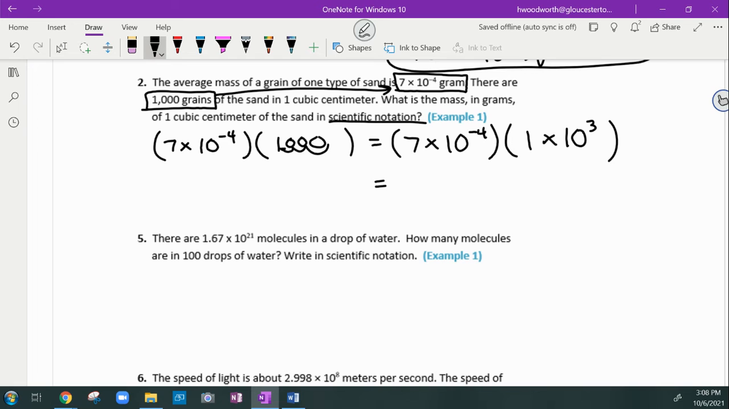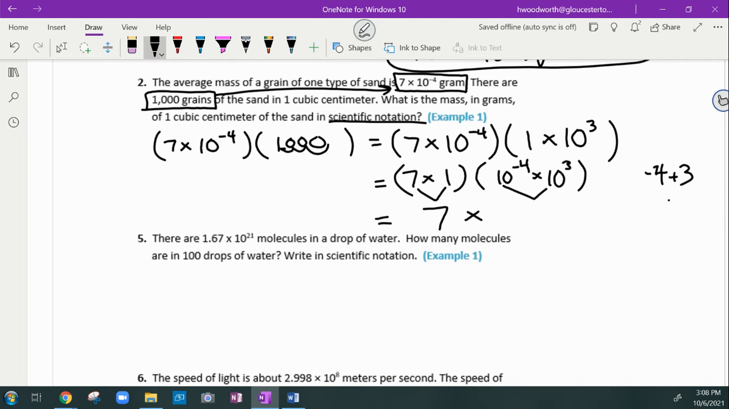Now we're ready to use commutative and associative properties. So that's 7 times 1 to group just the numbers, the integers, and then we have the powers of 10, which we'll group like this. All right, and when we simplify, we get 7 times. Now we simplify this using our product of powers property, and we add the exponents. Negative 4 plus 3 equals negative 1. So therefore we have 10 to the negative 1.